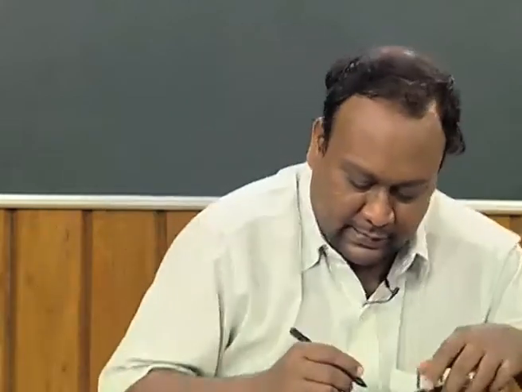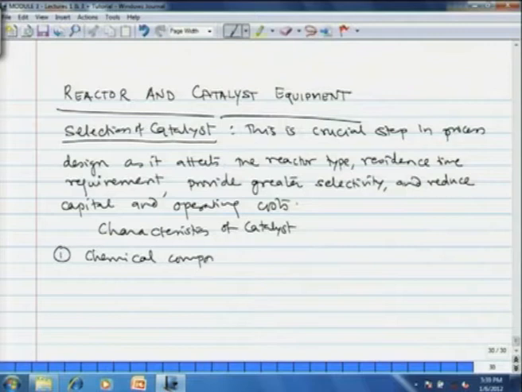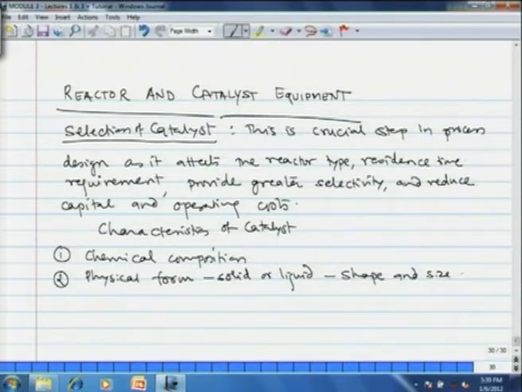So, at that point we note the characteristics of catalyst. The chemical composition: what is the main element and supporting elements. Then second is the physical form of the catalyst, whether the catalyst is solid, liquid; if it is solid, then what is the shape of that solid.